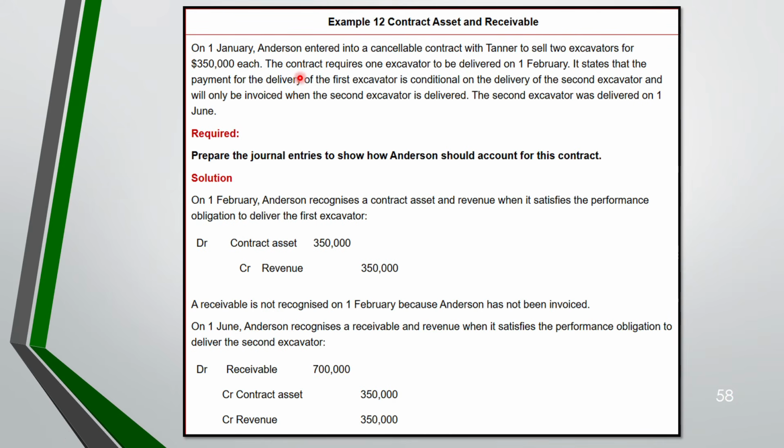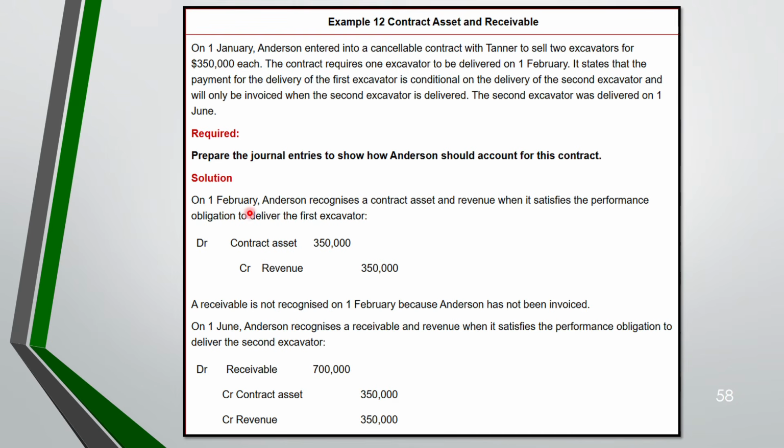So here they have entered into a cancelable contract once again to sell 350,000 each. The contract requires 1 to be delivered on 1st Feb. It states that the payment for the delivery of the first is conditional on the delivery of the second and will only be invoiced when the second is delivered. The second was delivered on 1st June. There are 2 dates now, 1st Feb and 1st June.